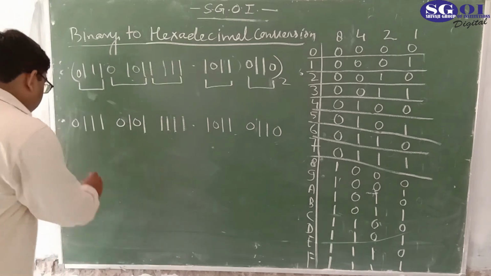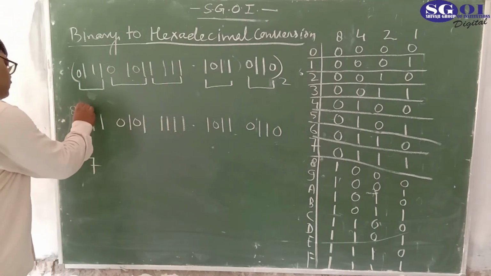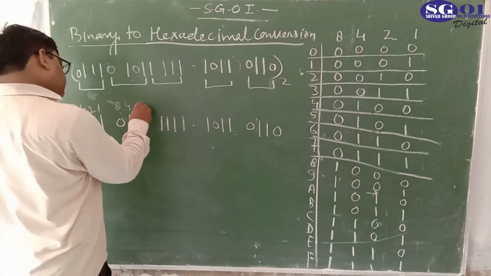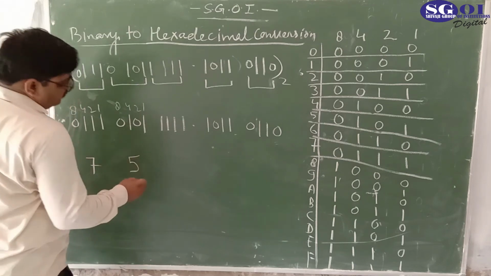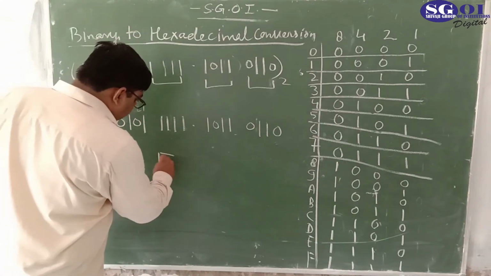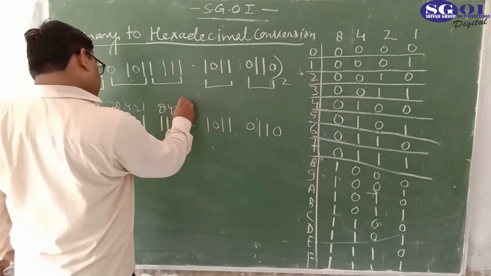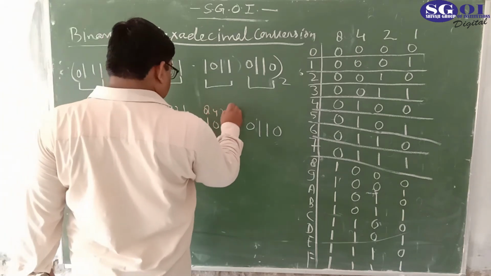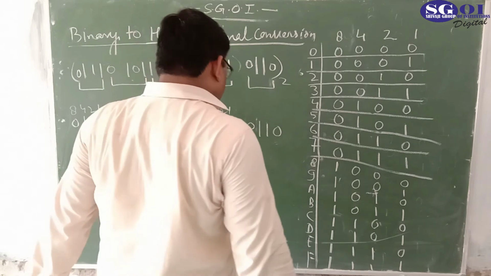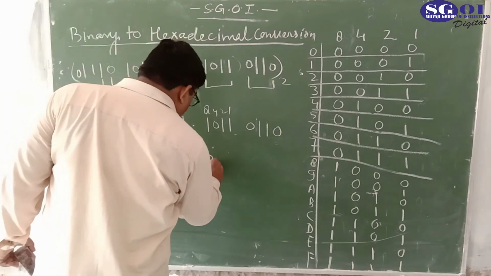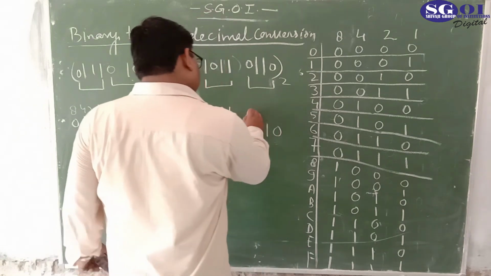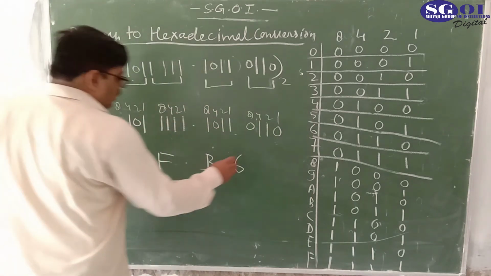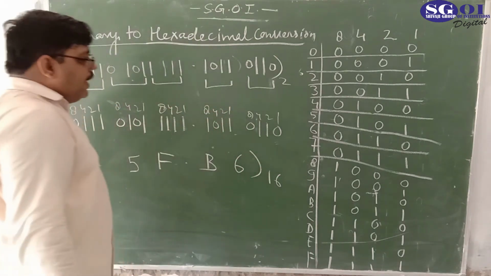So this is 7: 4 plus 2 plus 1, that is 7. This is 5. This is F. Point. And this is 8 plus 3, 11, B. And this is 6. So this is the hexadecimal equivalent of that binary.